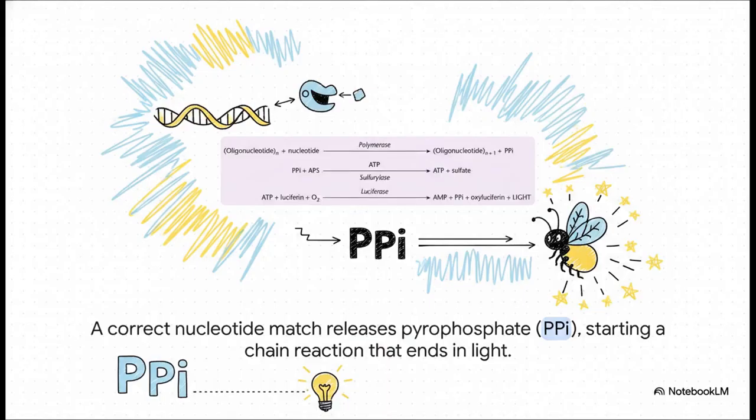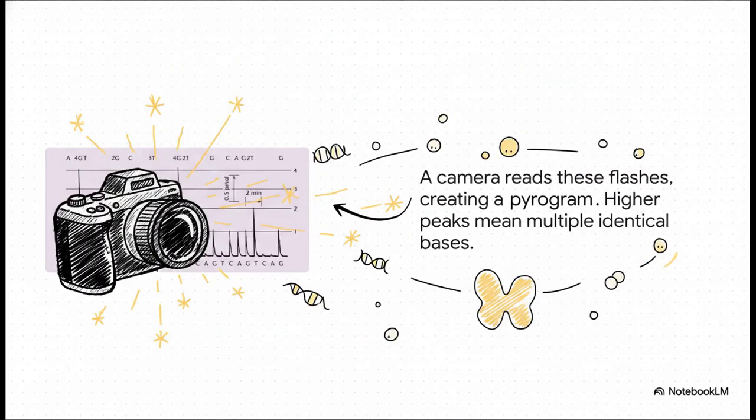So when the right DNA letter clicks into place, a molecule called pyrophosphate, or PPi, gets released. This PPi kicks off a whole chain reaction that involves luciferase, which, believe it or not, is the same enzyme that makes fireflies glow. The final result? A flash of light. The crucial part is, if there's no correct match, there's no PPi, and so no light. Simple as that. So a camera is recording these flashes from millions of beads all at once.